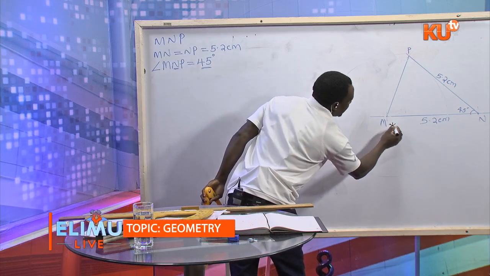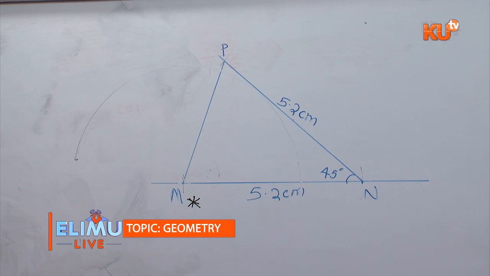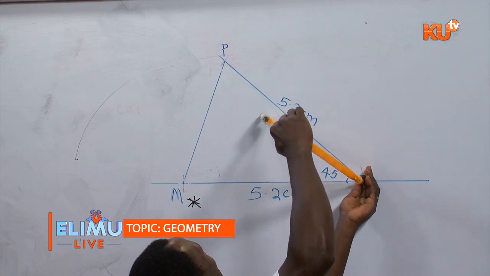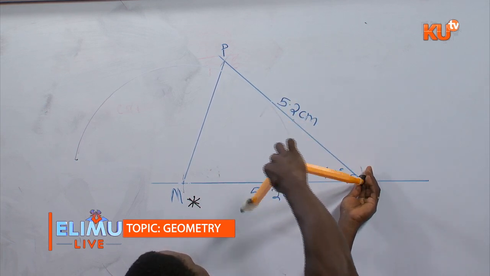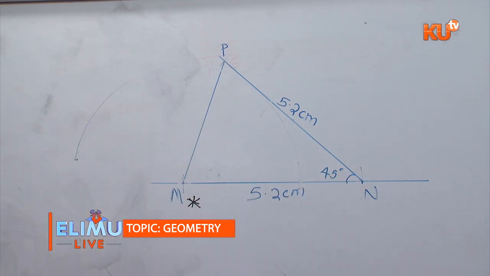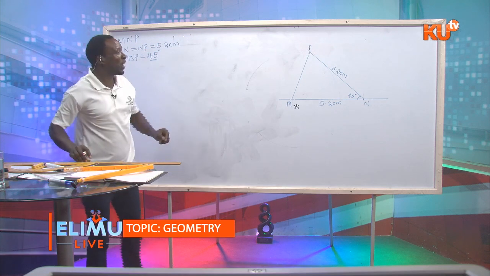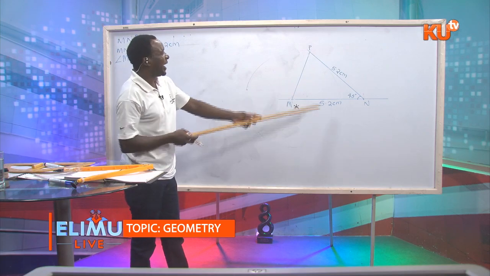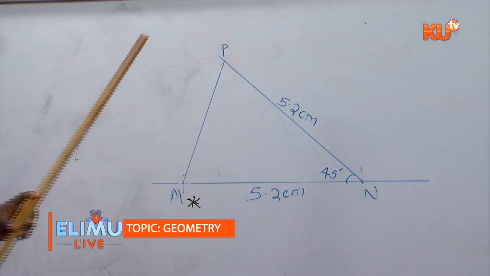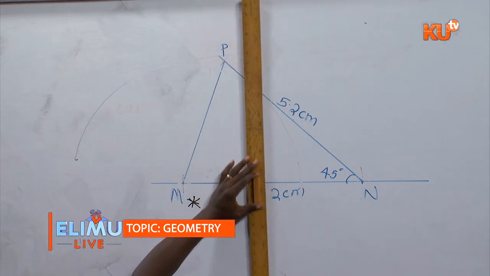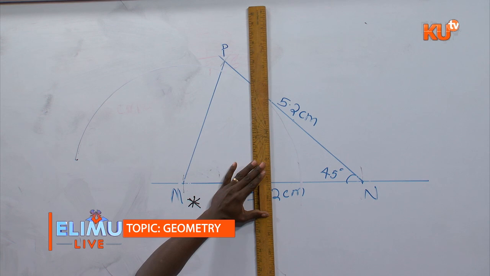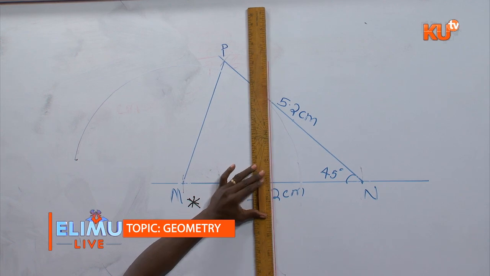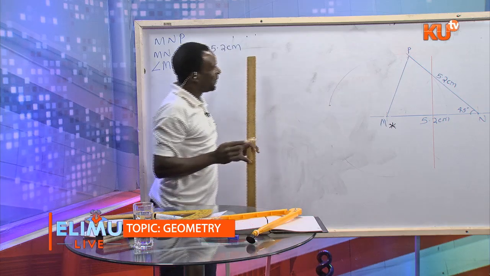Hapa umetoka. Go to N. Kuja kwa N. Tunga. Kata hapo. Kata hapo chini. Then you draw the perpendicular bisectors. And I said here you can use a biro. It doesn't matter. Because if you use a pencil, sometimes you get confused where the perpendicular bisectors meet. So you come and put it straight. Be very accurate. Draw our perpendicular bisector. It is there.